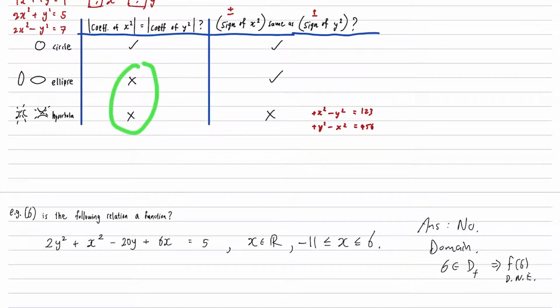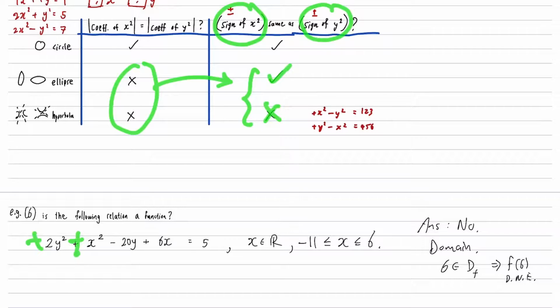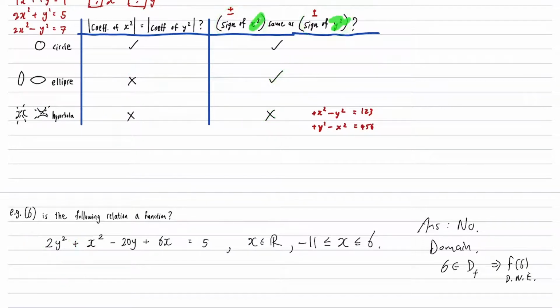How do we tell if it's an ellipse or a hyperbola? We go on to the next column. Is the sign of the x square the same as the sign of the y square? Got two options, yes or no? Look at the plus 2y square and plus x square. Same or different? Same. Focus on x square and y square. So same, right? So therefore it is a? It's an ellipse. Ellipse, yes, exactly.